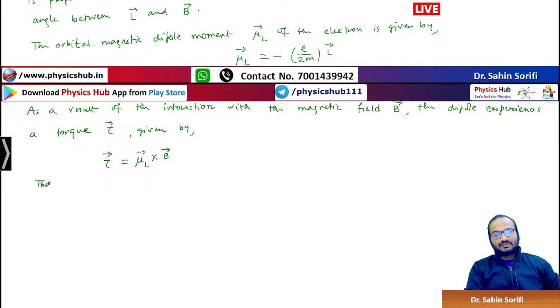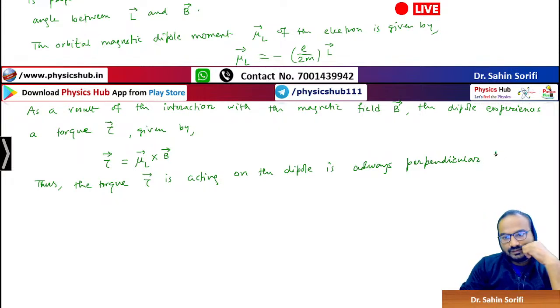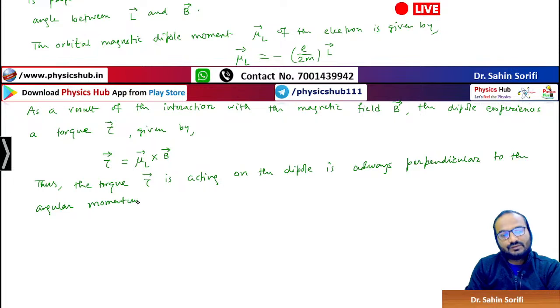Thus, from the property of the cross product, the torque tau acting on the dipole is always perpendicular to the angular momentum. If it is perpendicular to mu L, it will also be perpendicular to angular momentum L. Okay.